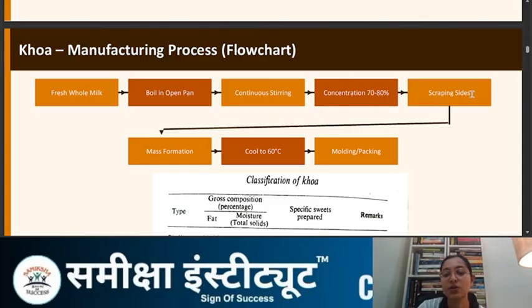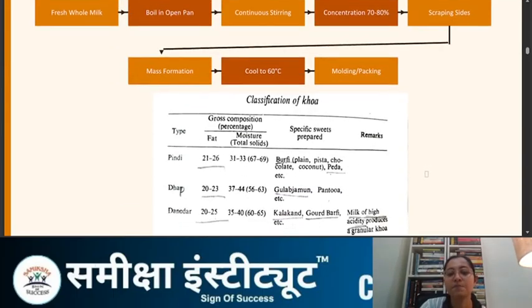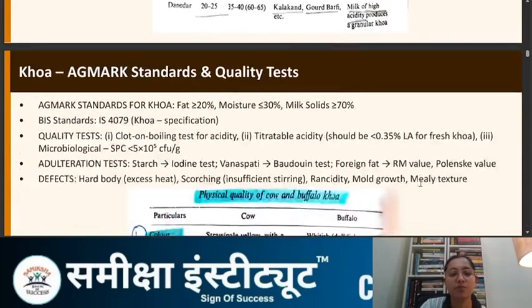Then scrapping is also done continuously, and it needs to be stirred. Scrapping is being done. Afterwards there is mass formation. It is scrapped, and it is needed in a compact mass, and then it is cooled to 60 degrees Celsius. Earlier, since it was at a very high temperature, we were boiling it. Then molding and packaging, which is simply molding it in different forms.